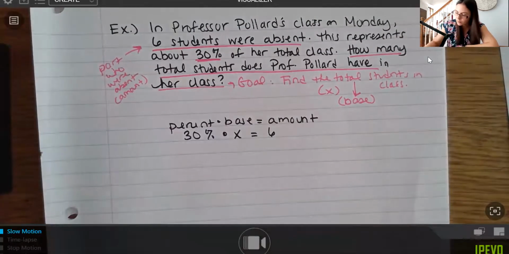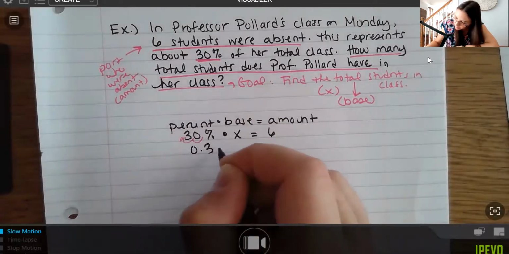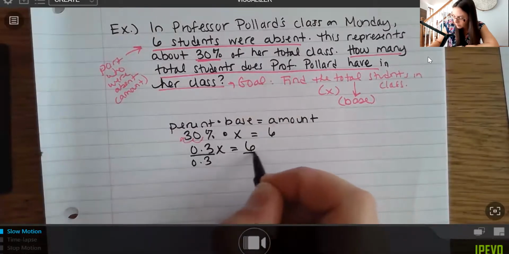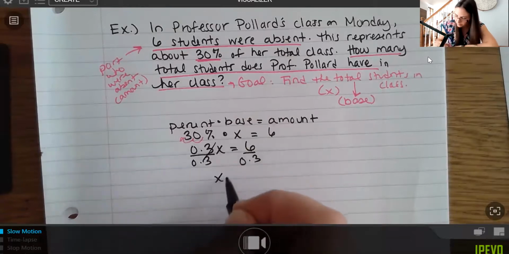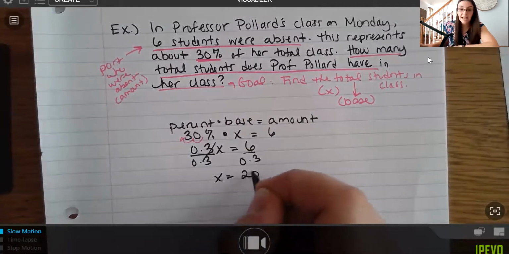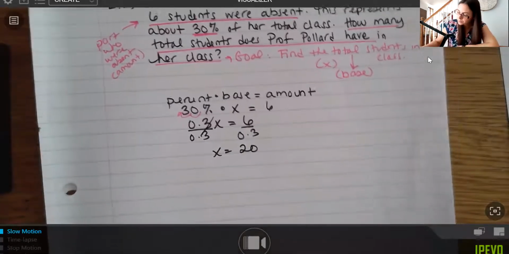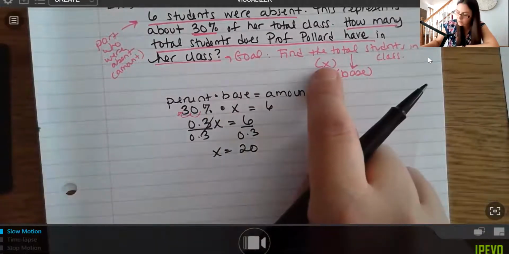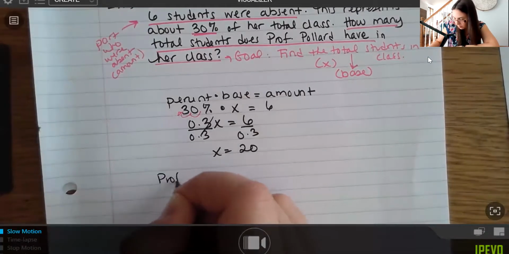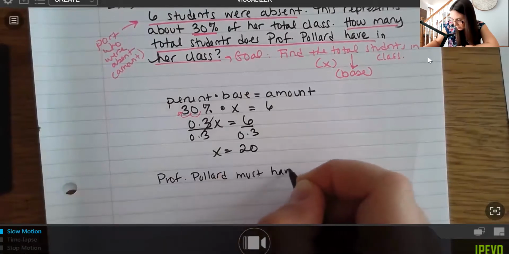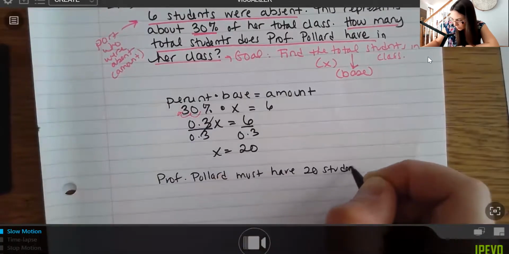I'm going to change this over. So 2 spots to the left. So 0.3 or 0.30. And then I'm going to go ahead and solve. And my answer is actually exactly 20 here. So we were looking for our total in this case. So Professor Pollard must have 20 students.